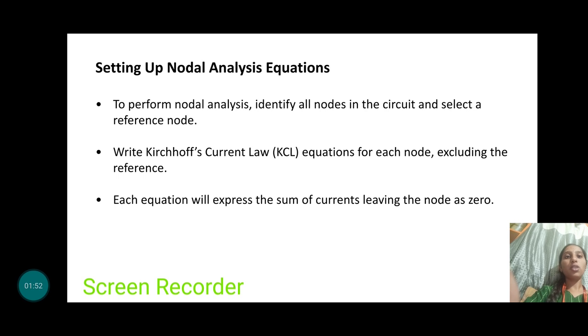A node is also known as a junction point of currents. The sum of the currents coming to the junction is equal to the sum of the currents going out of the junction. The algebraic sum represents direction also. The algebraic sum of the currents is equal to 0. This is known as nodal analysis.